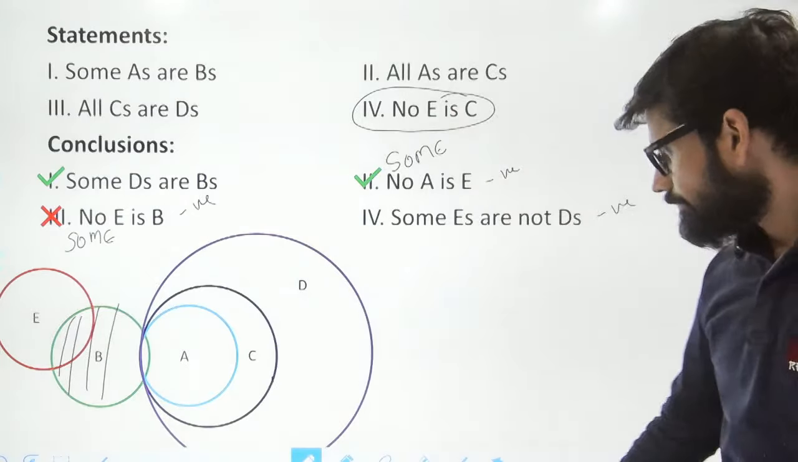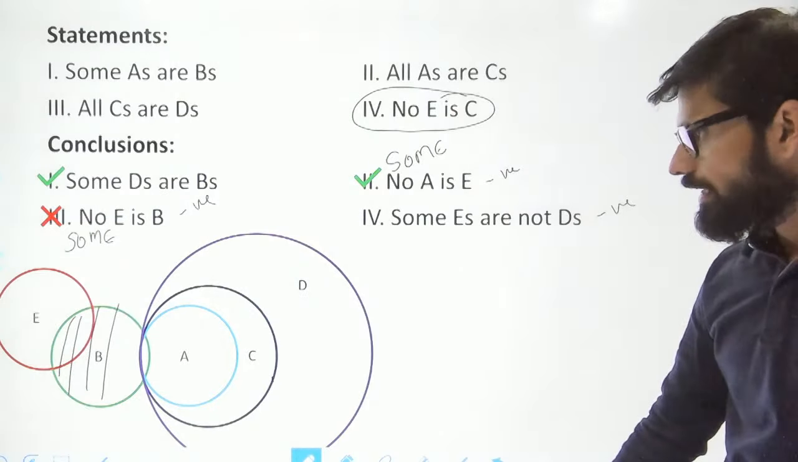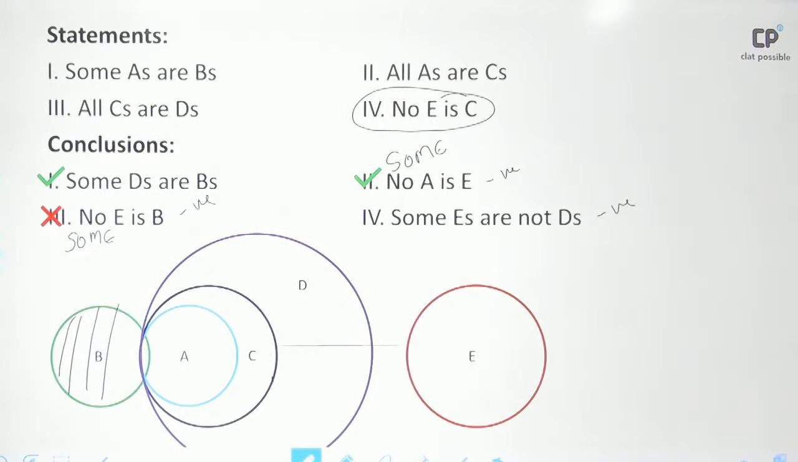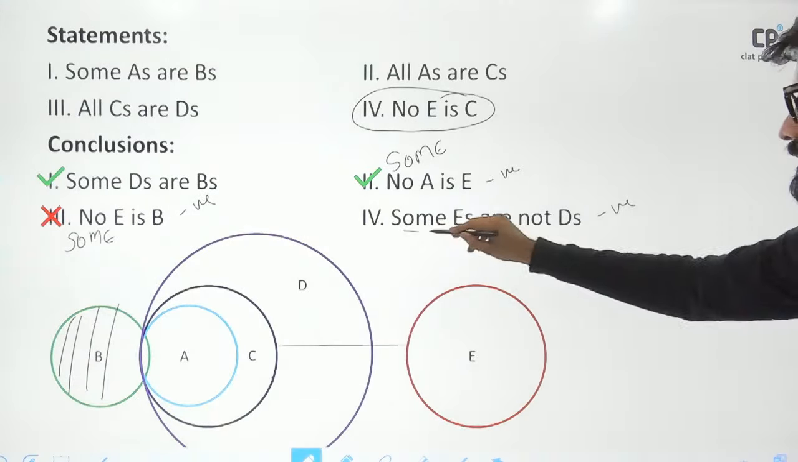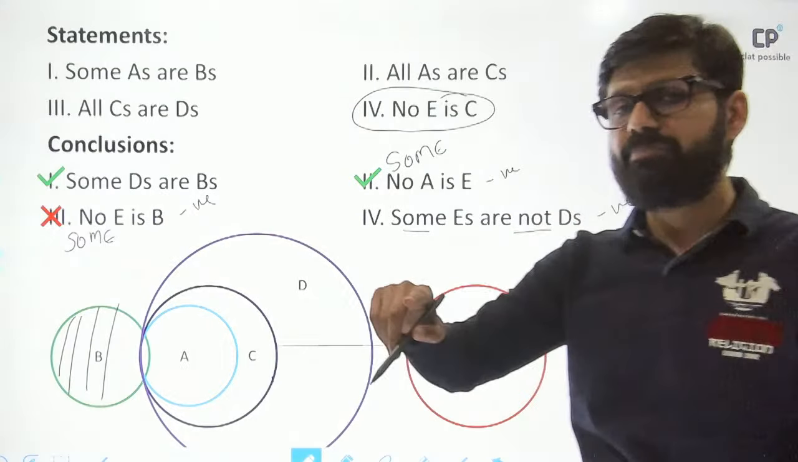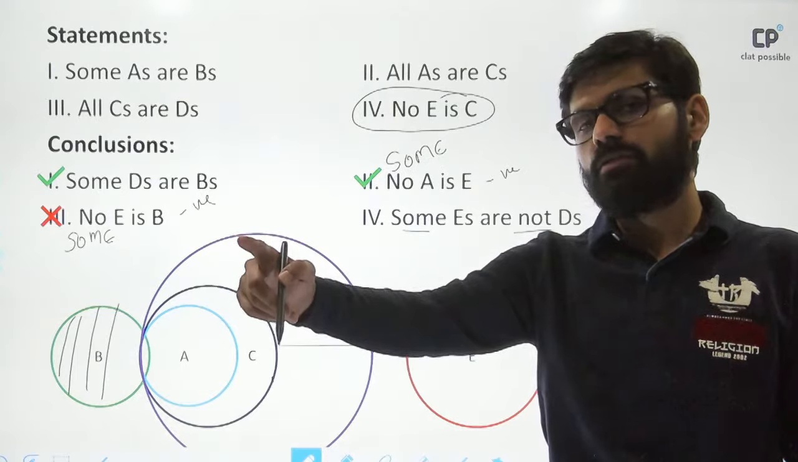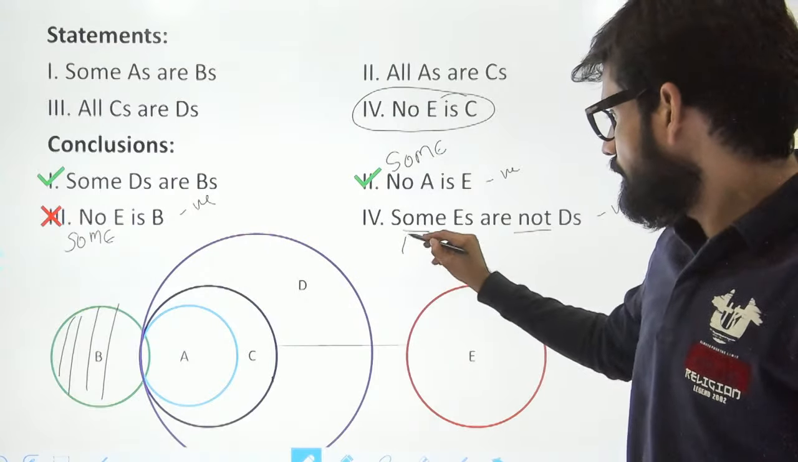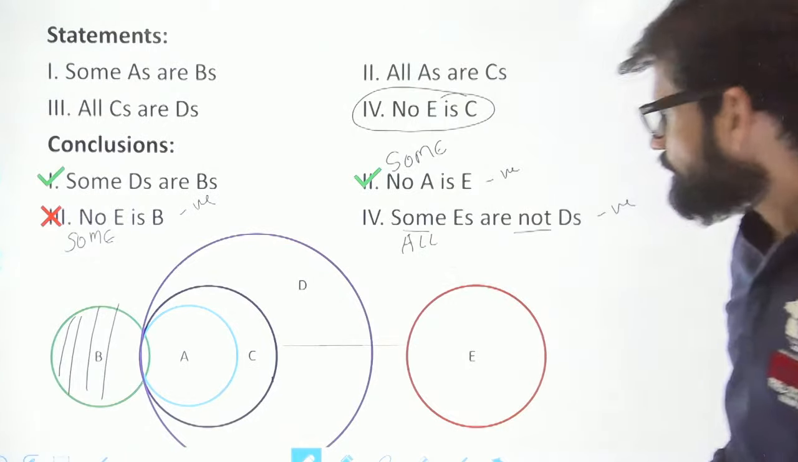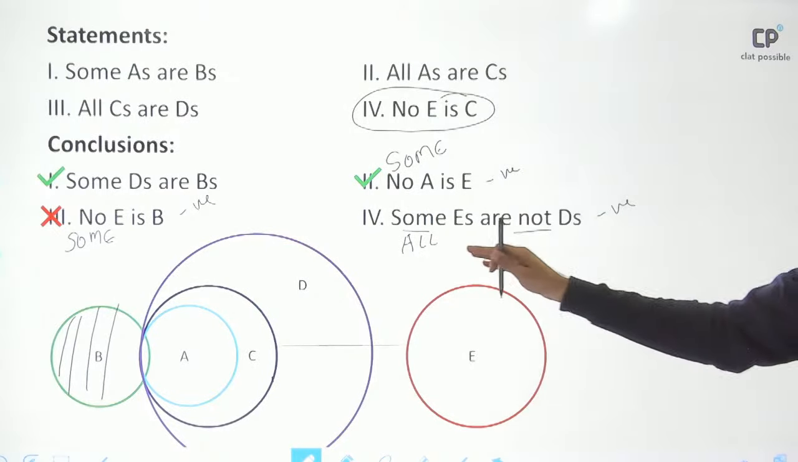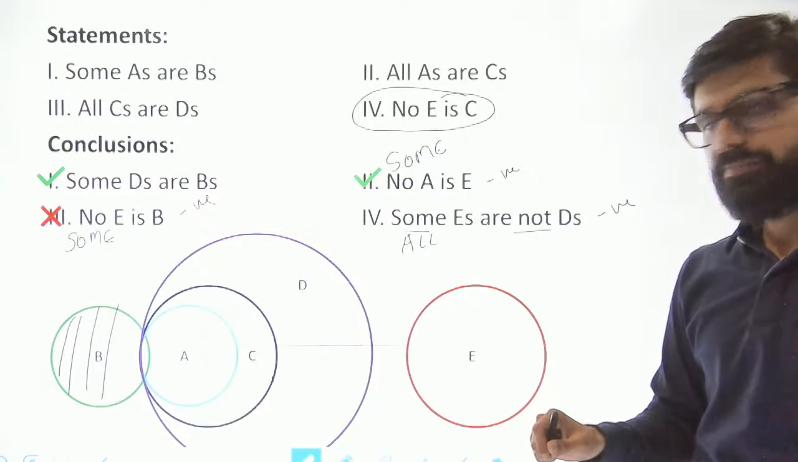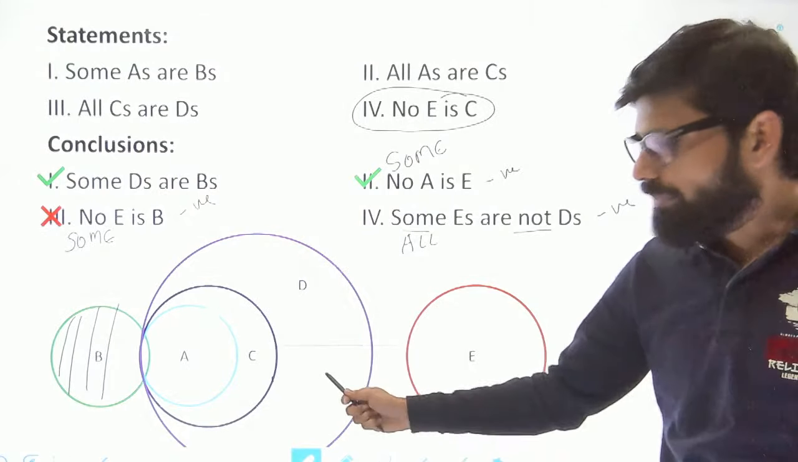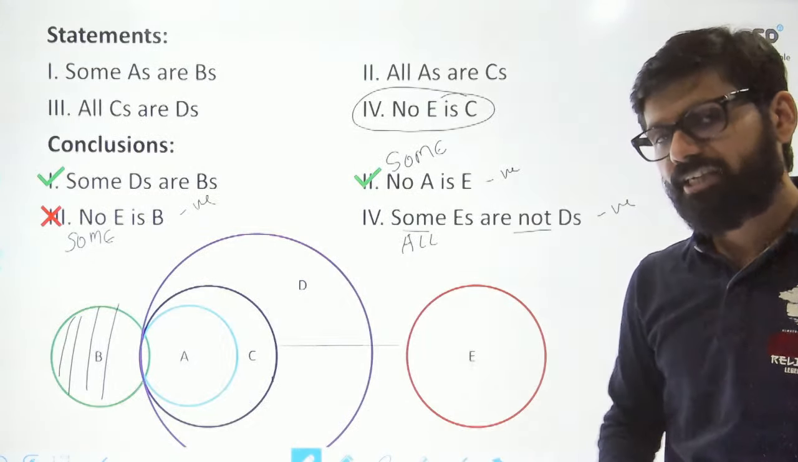And finally, we have another negative statement, and we'll go back to the original diagram. "Some E are not D." And again, "some not" is a negative statement. What is the opposite of "some not"? All. So what we are trying to check here is whether "All E are D" is possible or not. Can this E circle completely come inside D? That is what we are checking.